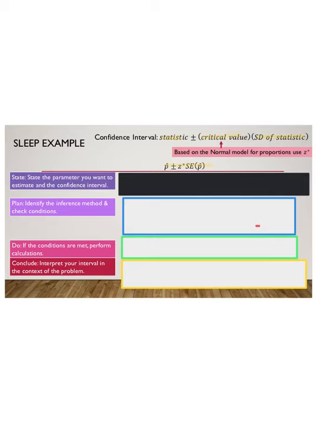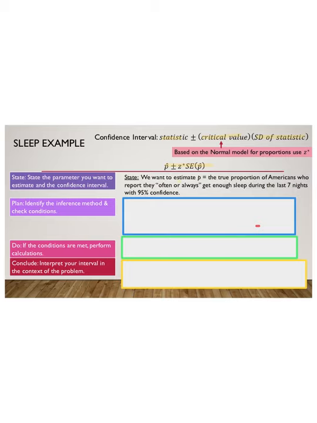Our first step when approaching this problem is the state step. This is the step in which you state the parameter you want to estimate and the confidence level. So our state is that we want to estimate p equals the true proportion of Americans who report they often or always get enough sleep during the last 7 nights with 95% confidence. For the AP exam, you really only need p equals the true proportion of Americans who report they often or always get enough sleep during the last 7 nights.